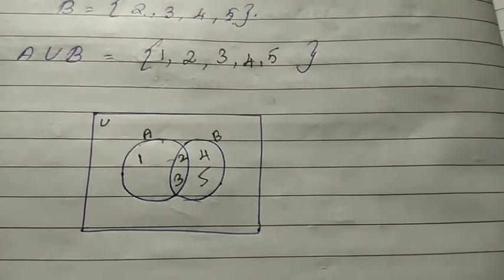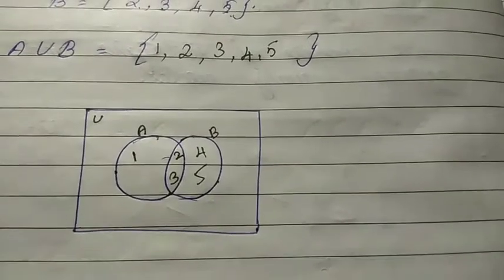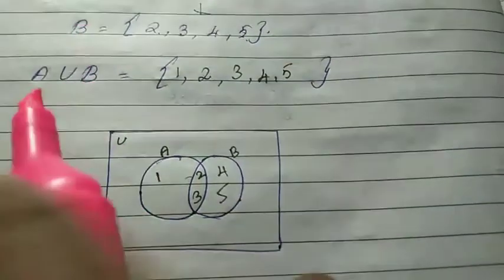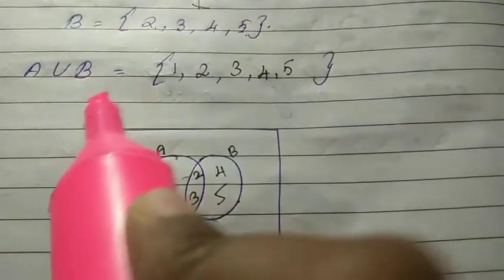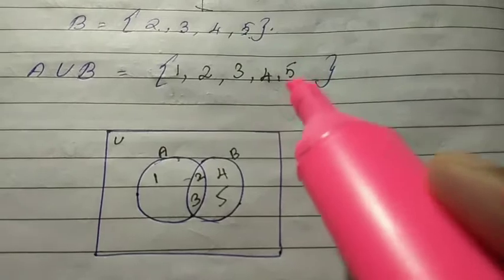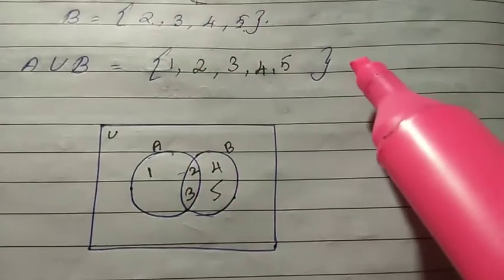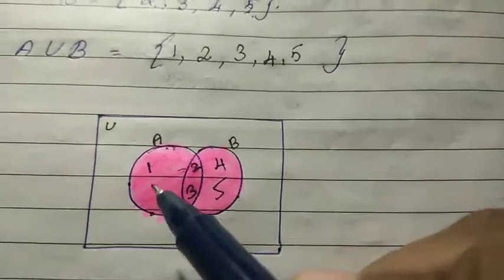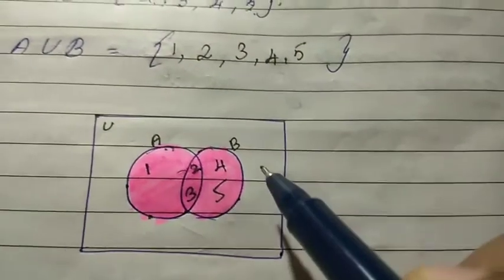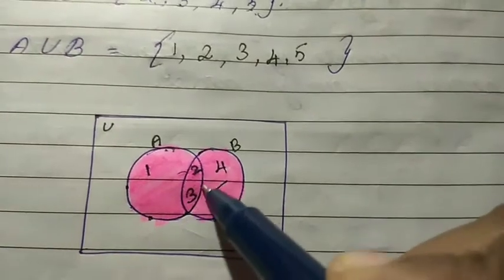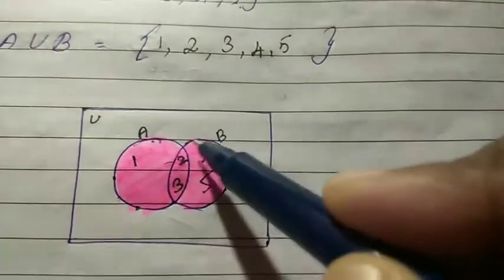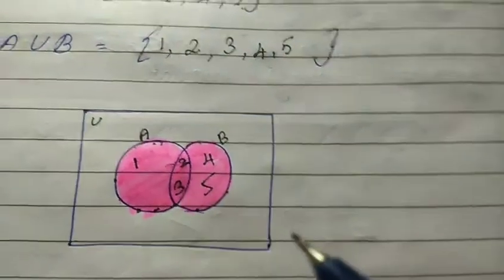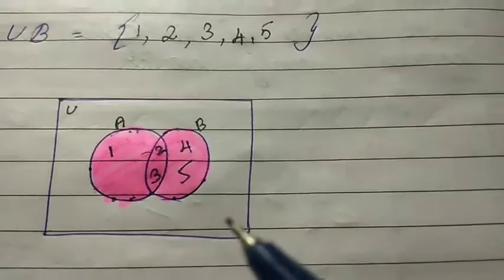Now I'll tell you how to represent A union B using a Venn diagram. So I have got A union B, that is 1, 2, 3, 4, 5. Wherever 1, 2, 3, 4, 5 are there, I have to shade. A union B is nothing but A plus B. So I will be coloring this circle as well as this circle. Then by joining, I will have these two circles shaded.